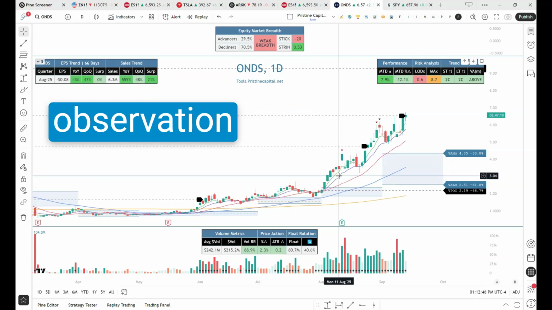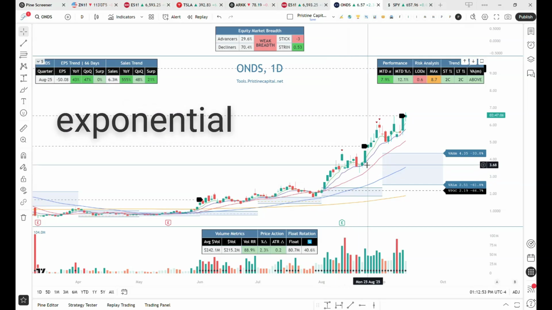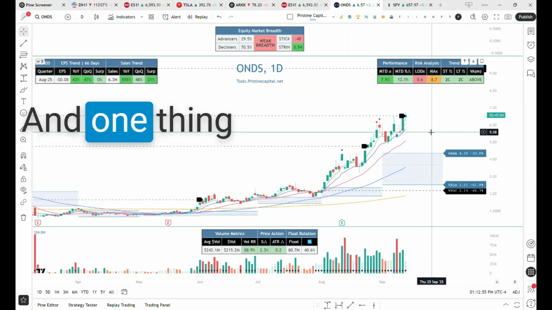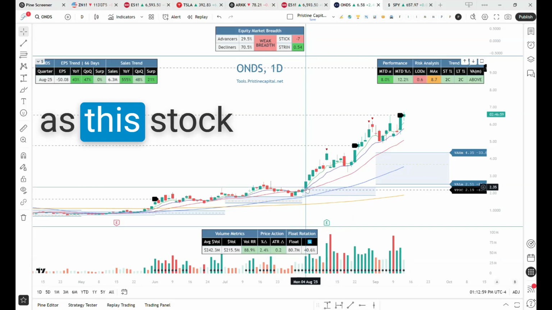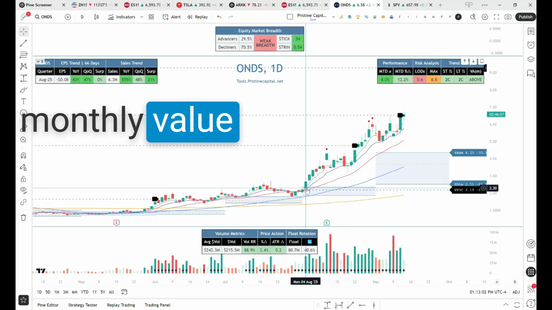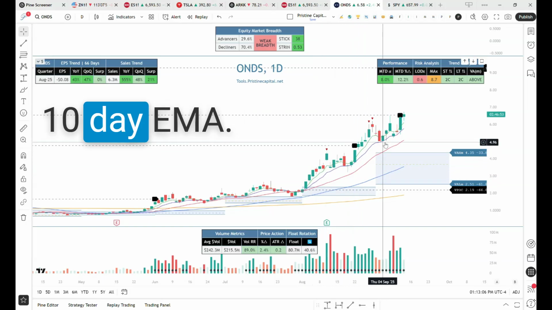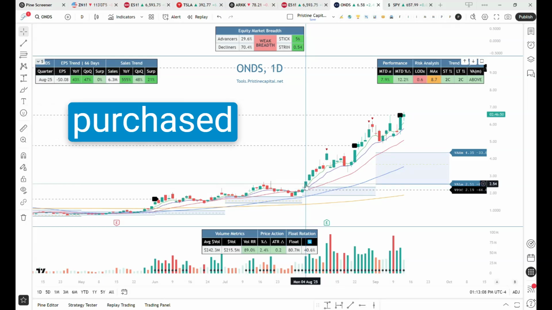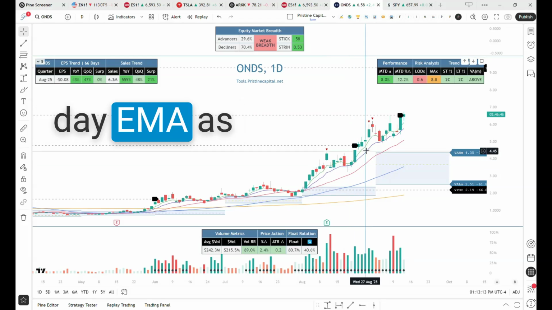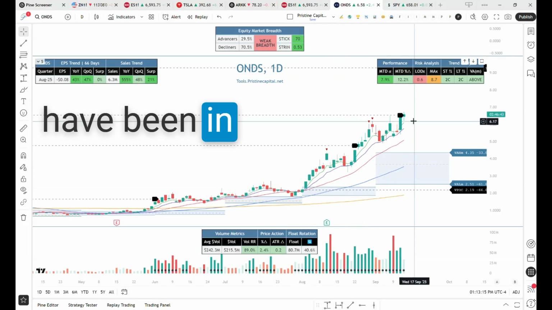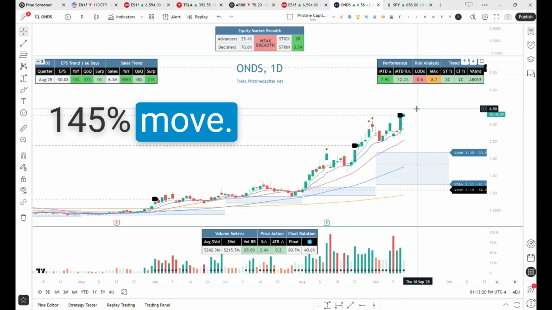Now, quick observation on my chart, this purple line that you can see is the 10-day exponential moving average. One thing I noticed right off the bat when looking at this chart is that as soon as this stock broke out from this monthly value area, it never had a close below that 10-day EMA. So if you had purchased the stock right here and used a close below the 10-day EMA as a stop, you would still have been in this trade and you would have captured this full 145% move.